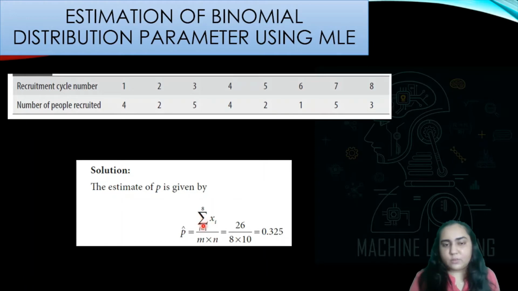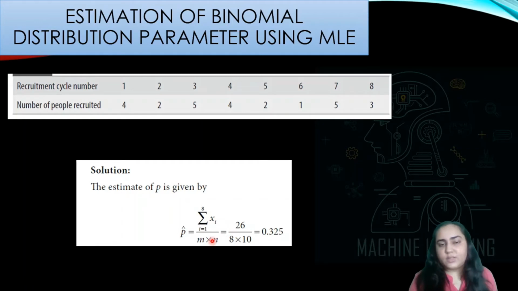So you have sigma i equal to 1 to 8 because 8 cycles, xi, which means all these values, 4, 2, 5, 4, and so on, and you take a sum of that, which amounts to 26. Divide that by m times n. Now, n is how many people were there in each cycle, so 10. And m tells you how many cycles were there. So there are 8 cycles. And this is how you will be doing.